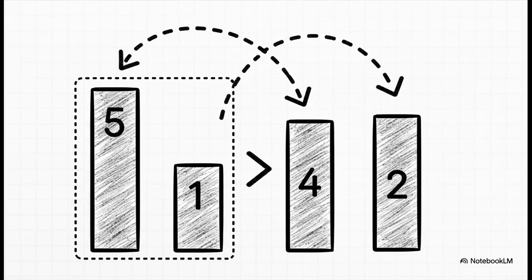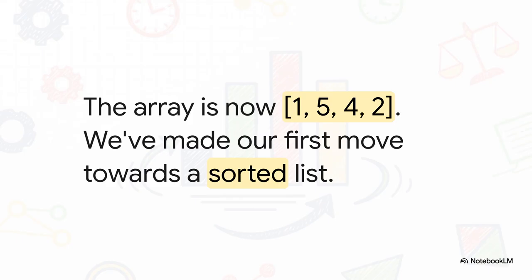First pass. The algorithm looks at the very first pair of numbers, 5 and 1. It asks its super simple question. Is 5 greater than 1? The answer is a big yes, which means they're in the wrong order. So the first thing it does, it swaps them. And there it is. Just one swap, and our list is now 1, 5, 4, 2. Now, it's not sorted yet, not by a long shot, but we've already made some real progress. The number 1 has already moved a step closer to where it's supposed to be.